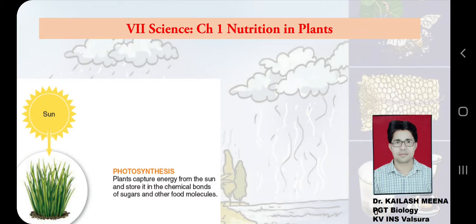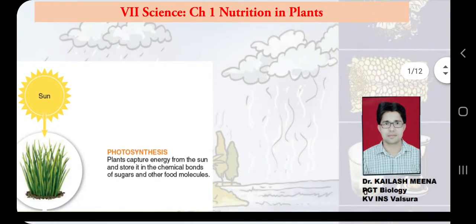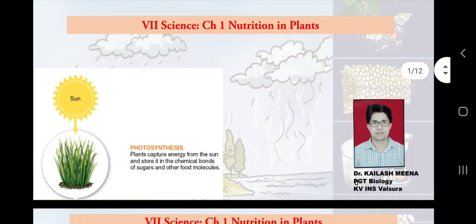Welcome to my video on class 7 science chapter 1, nutrition in plants. In this chapter we will study the mode of nutrition in plants as well as the process of photosynthesis, in which plants capture energy from sunlight and convert carbon dioxide and water into food molecules. So let's start the chapter.